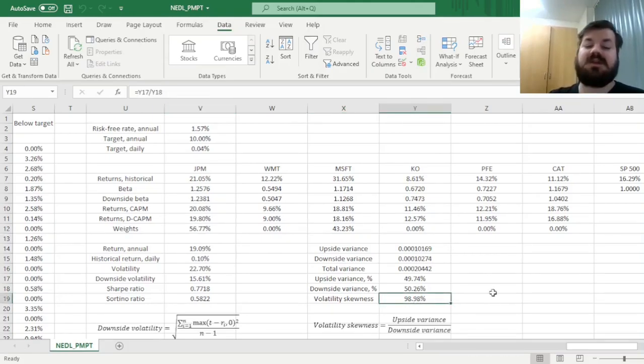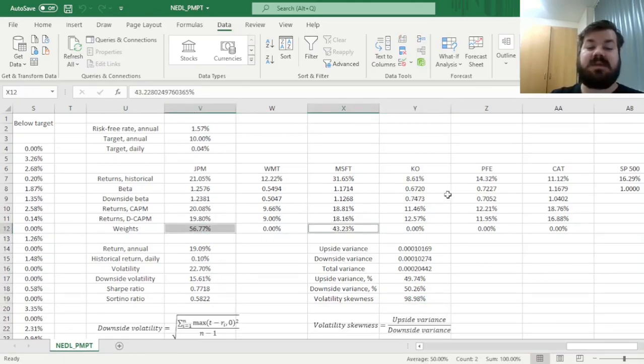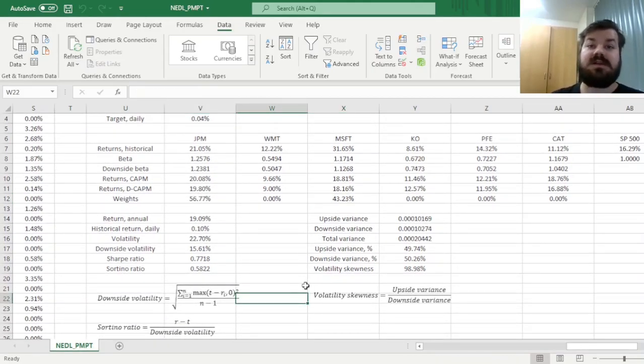Also, we can look at the volatility skewness and see that it is improved compared to the equally weighted portfolio. Now the contributions of upside and downside variance to the total variance are almost equal, which means that indeed we do favor those two stocks, not only because they provide high returns, consistent with our quite high target, but also because they provide positive skewness to our portfolio return distribution. And that's all there is for the implementation of postmodern portfolio theory applications in Excel, such as the downside beta, Sortino ratio, and volatility skewness.